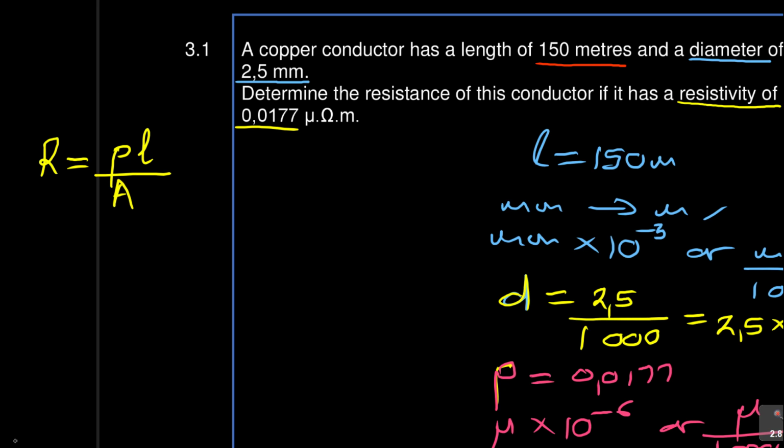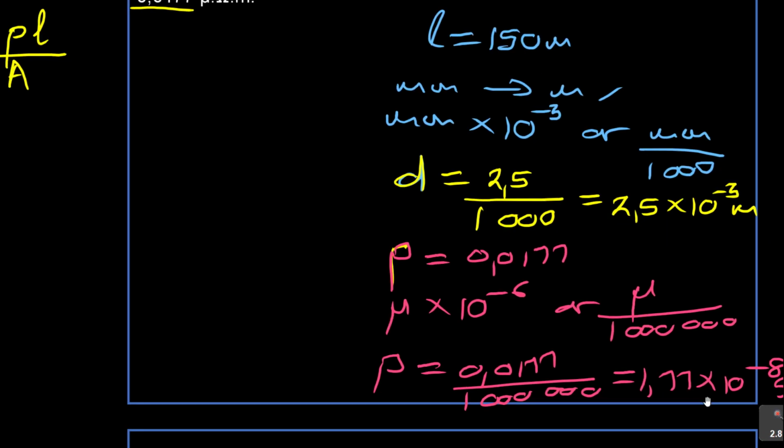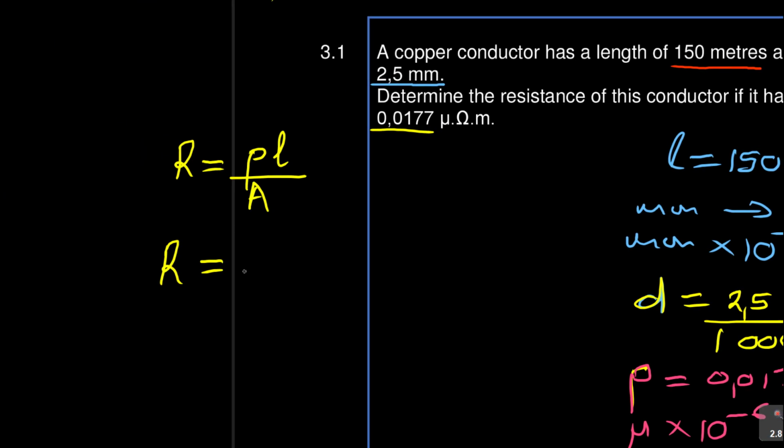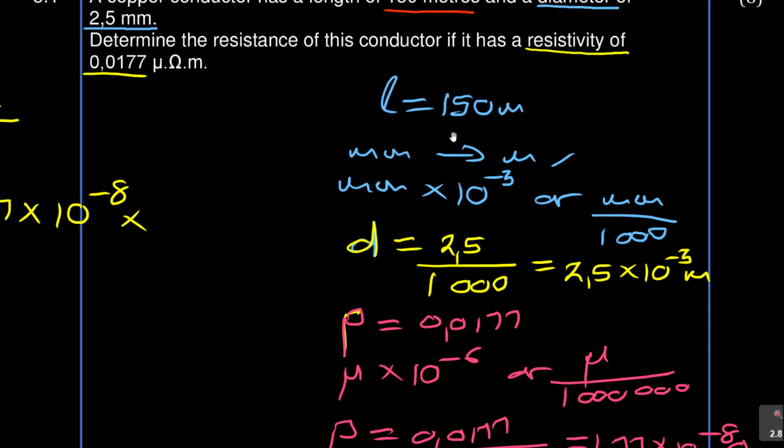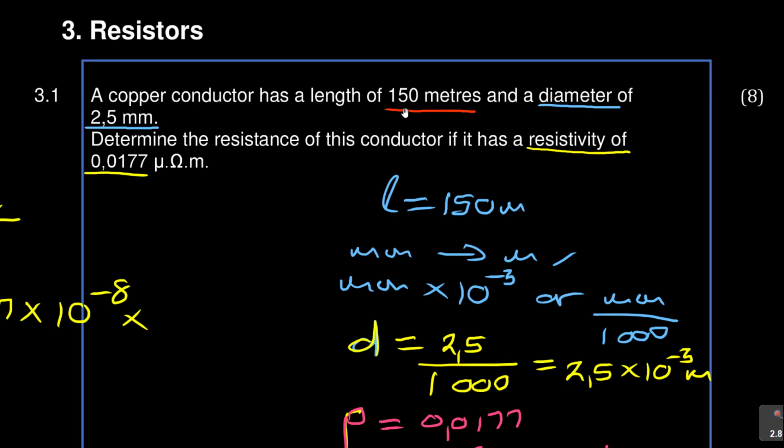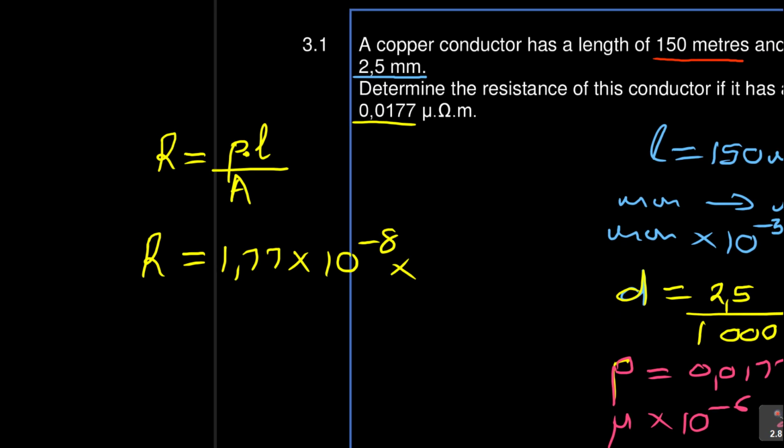So R here is equal to P. We have our P, which is what? 1,77 times 10 to the power negative 8 times, that P means there is a times. What is our L? Our L is the length, and you remember the length there, what was the length? It is 150 meters. So you multiply times 150. Now divided by A.